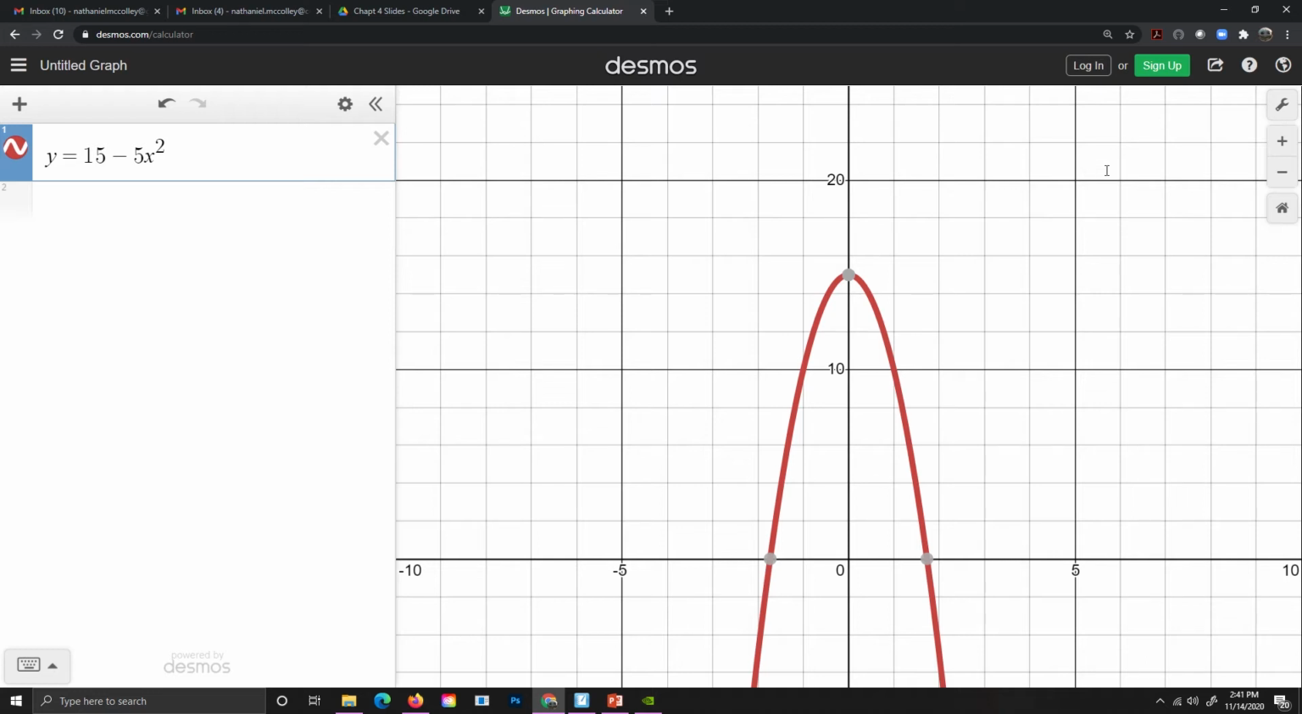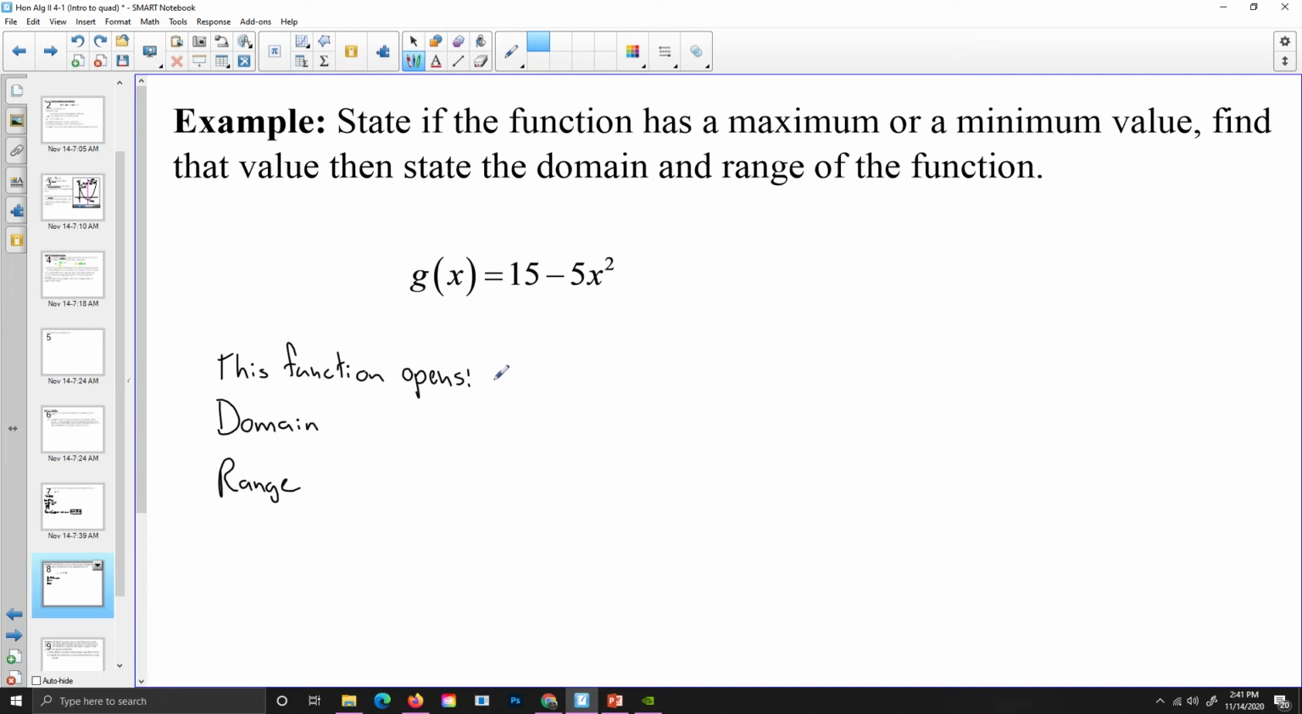So when we look at this thing, I look at that leading coefficient. Now, even though x squared comes second, the 15 is just the constant. This is the c value of this function. The negative 5 is the a value. And so since the a value is negative, this parabola opens down. So if I come back here, this function opens down because a is equal to negative 5. The domain, since it is a parabola, since it is a quadratic function, it is a polynomial, and therefore the domain is all real numbers.